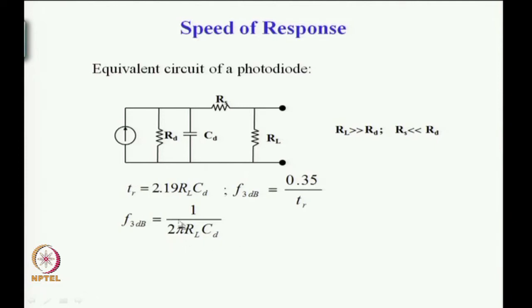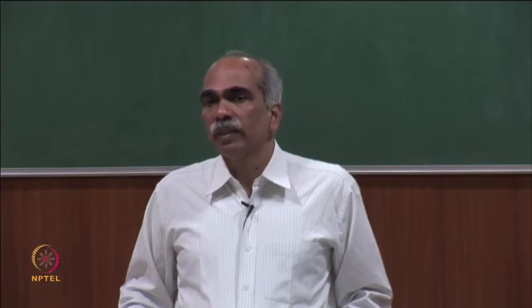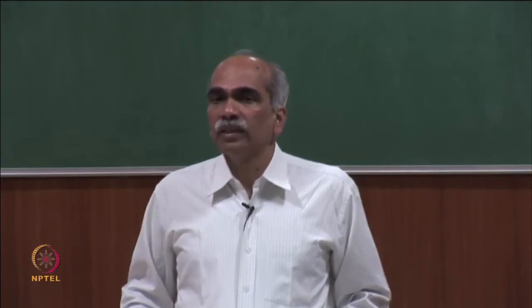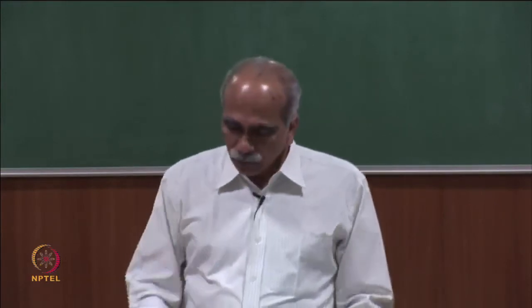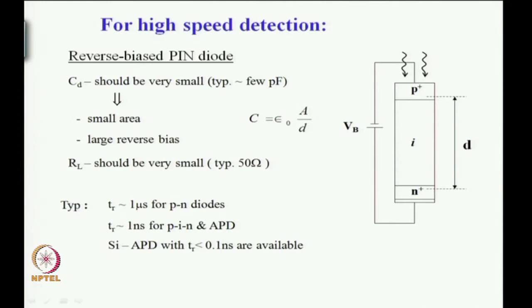The important point to see is that the 3 dB cutoff frequency depends on the load resistance RL and the junction capacitance CD, and therefore for high speed detection reverse biasing very much helps. Reverse biased pin diodes are used for high speed photodetectors. CD here should be very small, because it is in the denominator if you want to have a large cutoff frequency, typically few picofarads, and CD will be small if you have a small area and large reverse bias.